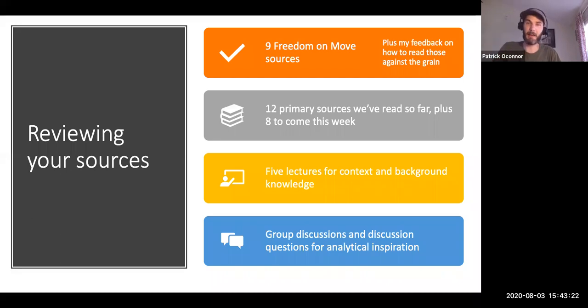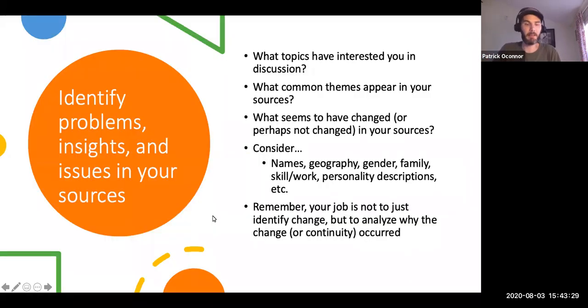The second step is much more specific to your individual experience in the class, which is to identify problems or insights or issues that you want to write about.